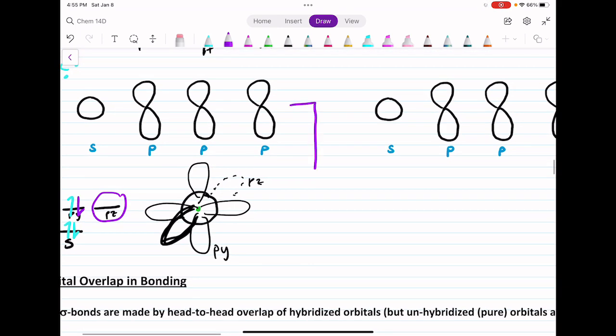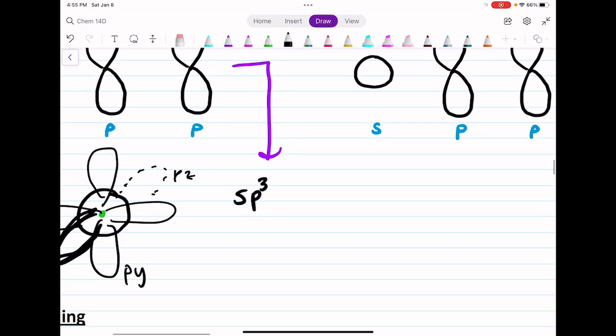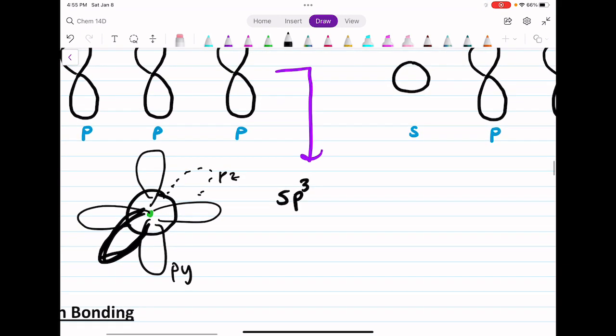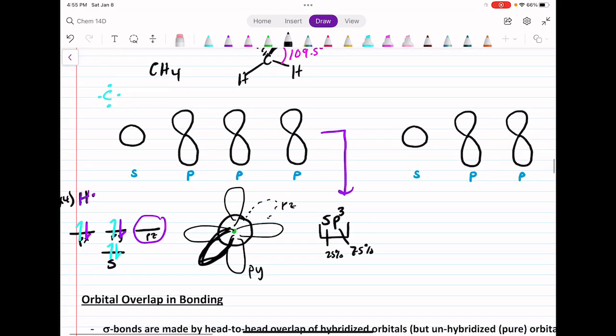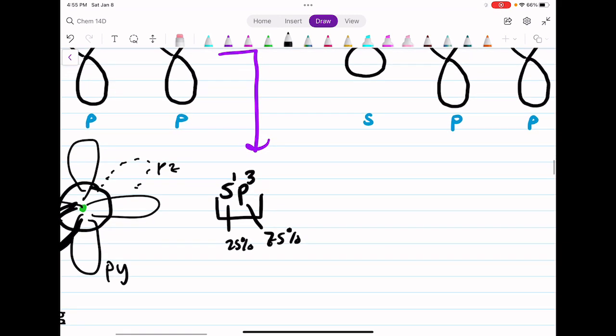If we hybridize all 4 of these, then what we're going to get out is 4 hybrid orbitals: sp3. And that superscript of 3 is really just saying that this is an orbital that contains both s character and p character, and the proportions are 25% s and 75% p character. That's what the sp3 means. So for s, it's assumed there's a 1. So what it's saying is there's like a 3 to 1 ratio of p character to s character.